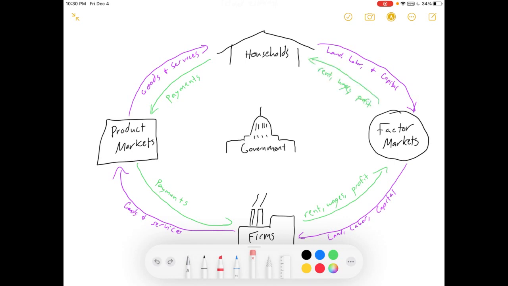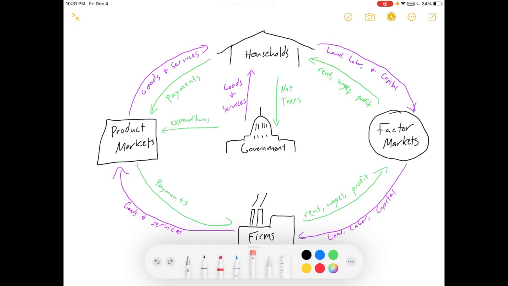Now, in the middle of all of this is the government. And the government gets involved in every part of this. We have government being involved by taxing households. And I wrote net taxes so I can avoid the whole issues of redistribution and transfers and all that. And in return, they will provide goods and services to the households. And there are certain things the government provides for us that we get from them.